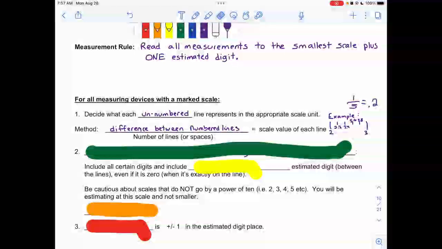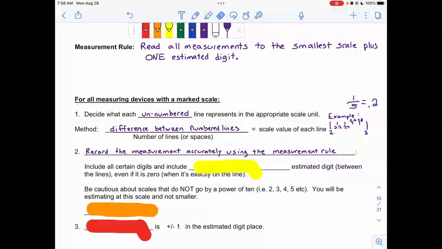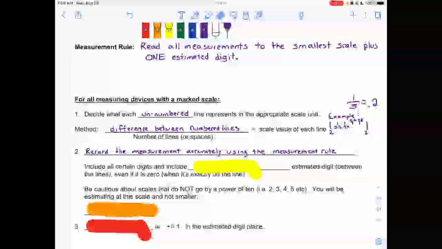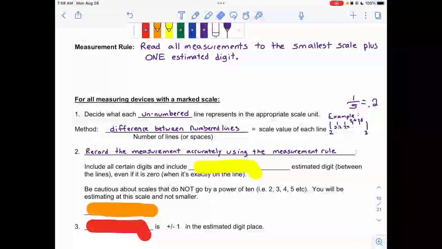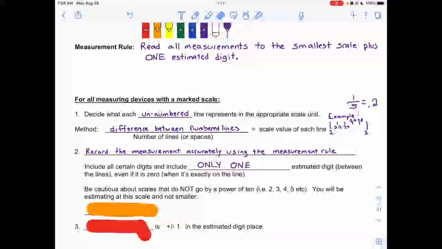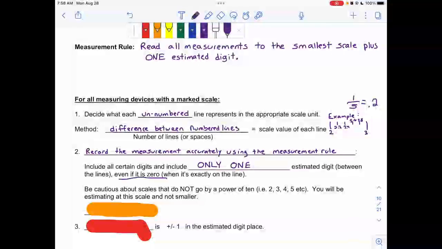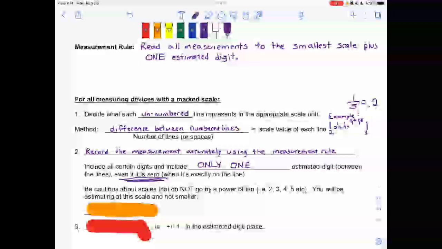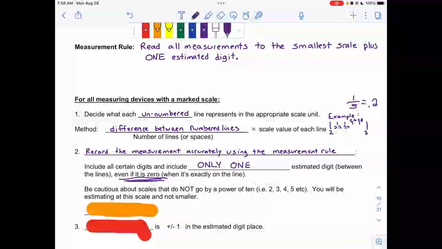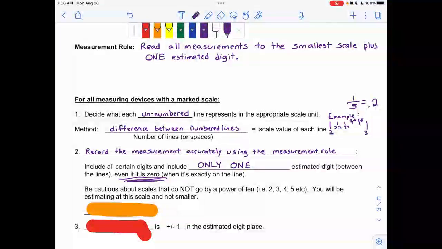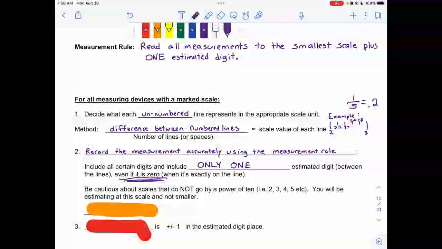All right, so the next thing we have to do is read the measurement using that measurement rule. We're going to include all the certain digits, all the ones that we could see, and we're going to include just one estimated digit between the lines. If it's exactly on the line, we're going to include a 0. So if it's right on that line, we're going to write 2.0 or 3.0. We're not just going to leave it blank, because that 0 is our estimated digit. We're saying, I estimate that it is exactly on that line.